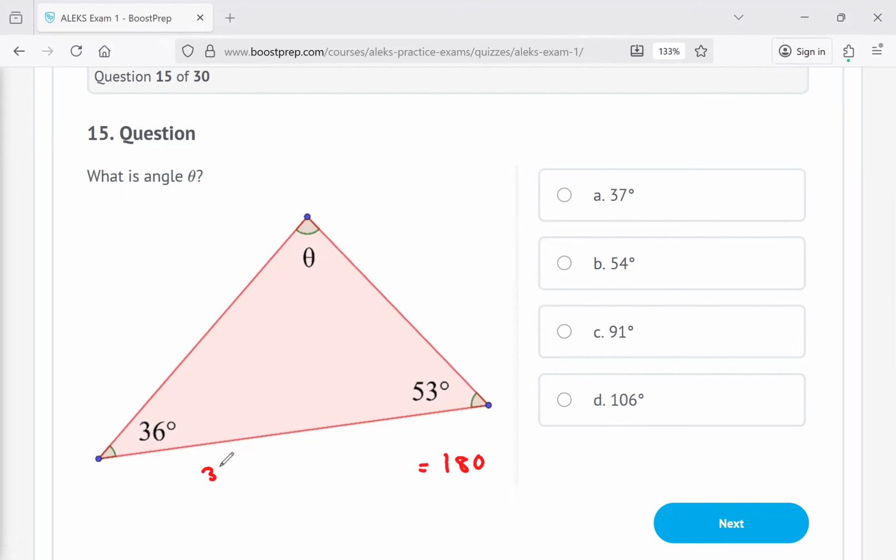So you could do 36 plus 53, and then I don't know what our theta is, so we'll just leave it as theta, and then go ahead and solve for theta. So what's 36 plus 53? It is 89. Okay, and then continue solving. Subtract 89 from both sides. So 180 minus 89 is 91. And there's your answer, C.